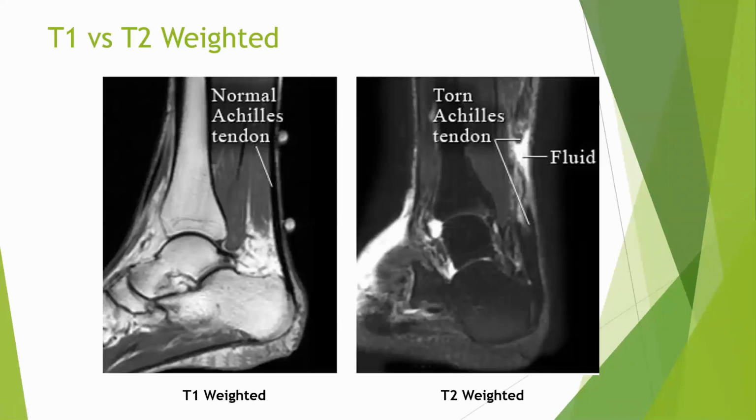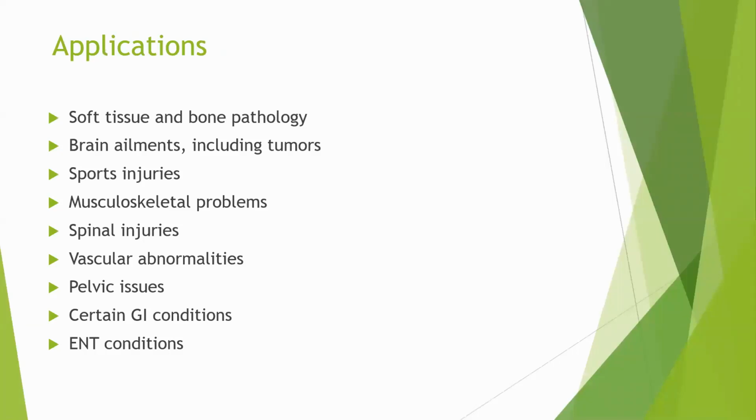All right, now applications. I'm not going to go through the applications. You can easily gauge why you need MRI for which conditions: musculoskeletal problems, soft tissue bone pathology, sports injuries, spinal injuries, pelvic issues. Now, here I would like to tell you one thing. As I had told you earlier, 80% of the time the MR that will come across your eyes will probably be spine and your shoulder.